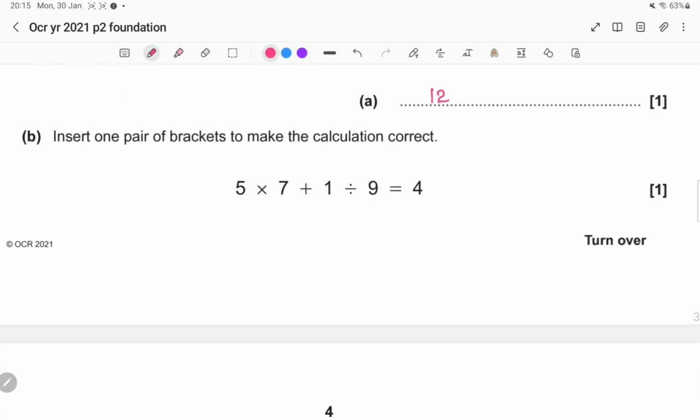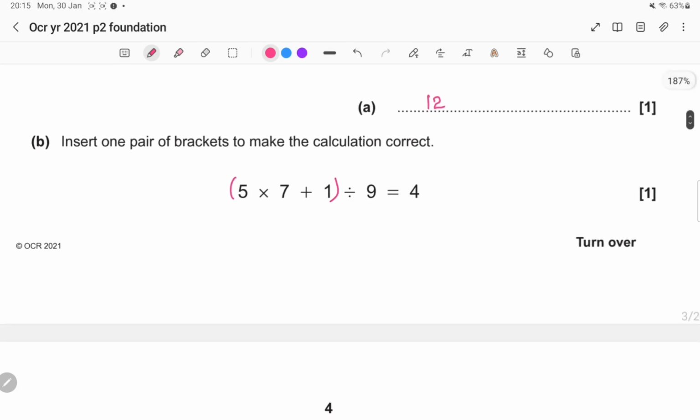Part B, insert one pair of brackets to make the calculation correct. You can find this by inputting brackets either like this or like this and checking which one gives you the answer 4. So from that, you will have 5 multiplied by (7 plus 1) in brackets divided by 9 will be equal to 4.